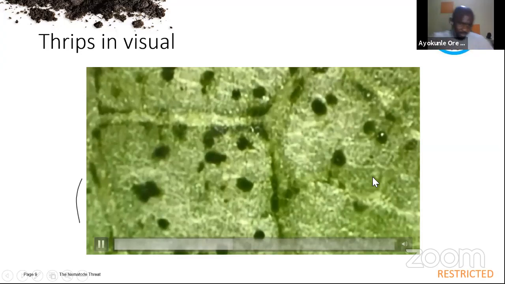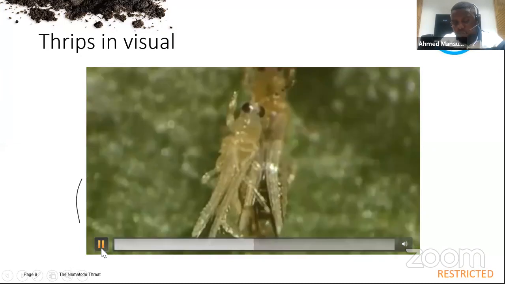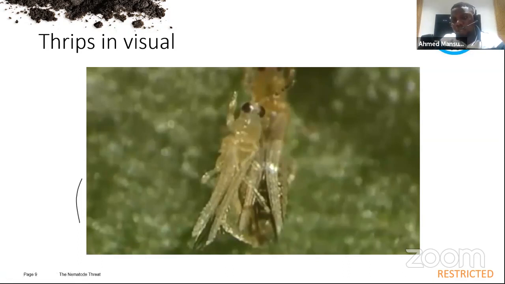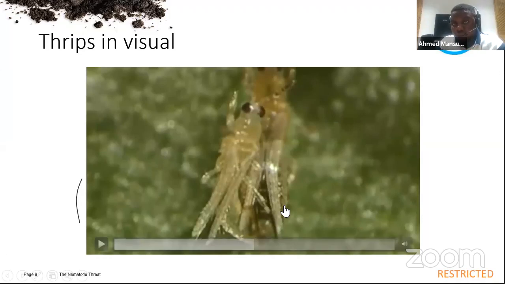So they are also a vector. They carry some diseases. So you need to also have it in mind that when you have this problem on the field, it comes with a secondary infestation. When you have thrips attacking your crop, when they deposit those particles, it comes with a secondary infestation. So it's not only coming to feed, it's leaving a danger for you to deal with afterwards. So thrips is a very important pest you have to control as a farmer. Otherwise, your investment will be at stake.